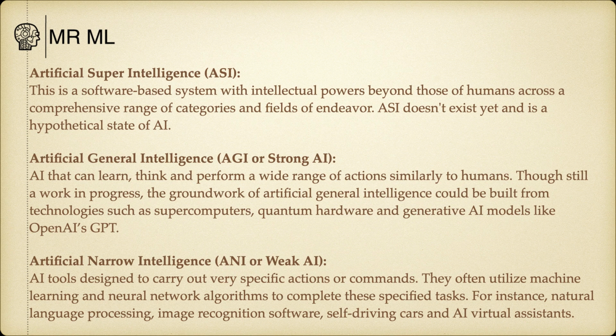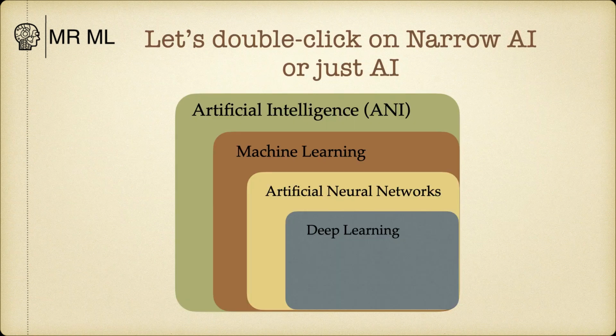You may have noticed that this is the first time we're talking about machine learning, and we will explain a little bit more what actually machine learning is and what is the difference with AI. So let's move to the next topic then, which is narrow AI, or let's just call it AI, and machine learning, artificial neural networks, and deep learning.